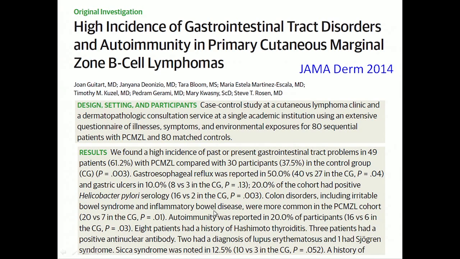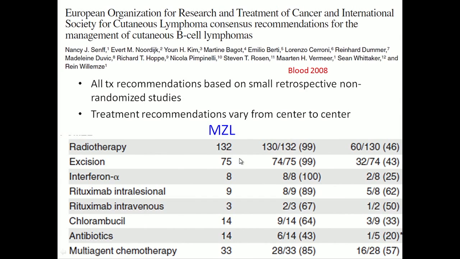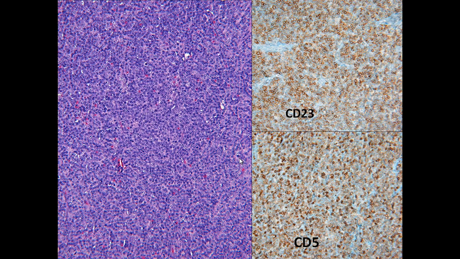We published our data. We found a very high incidence of GI tract disorders and autoimmunity, which goes along with the same finding we see in extramucosal MZL. So in all of our patients we check SPEP, UPEP, Hep C, and we look for Sjogren's, Ro, and La. We check for antithyroid antibodies, Borrelia, H. pylori, because again, there is this relation with GERD often. I'm going to try to go fast now because I'm going to bypass.